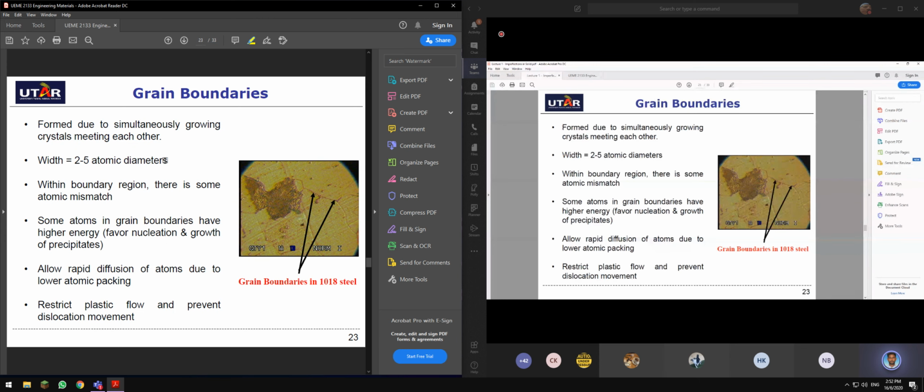All right. This is due to the simultaneous growing of crystals meeting into each other due to the different temperature and so on. All right. Width is usually nominally 2 to 5 atomic diameters, for grain boundaries. Within the boundary region, there is some atomic mismatch. Some atoms in grain boundaries have higher energy. That's the reason why you have boundaries. Rapid diffusion of atoms occurs due to the lower atomic packing. This is due to it. They restrict plastic flow and prevent dislocation movement. Highlight this. These are the properties of grain boundaries.